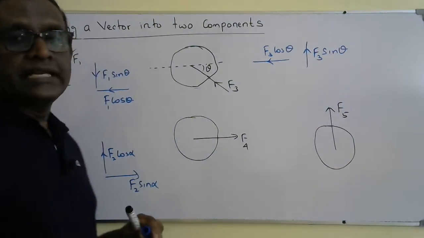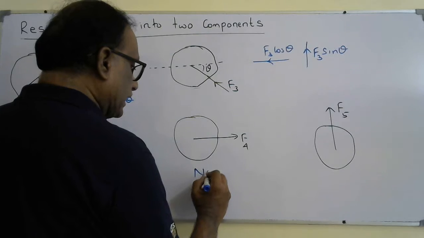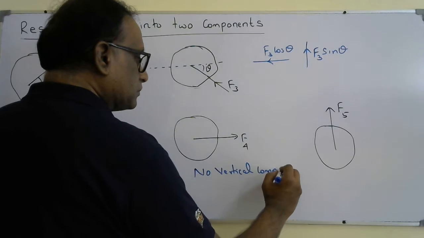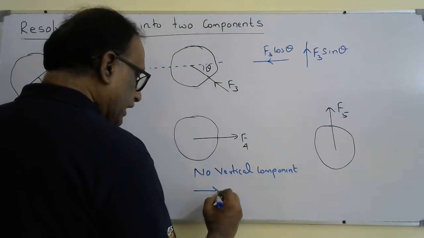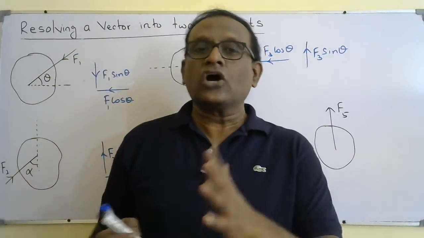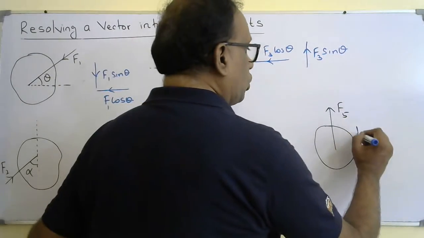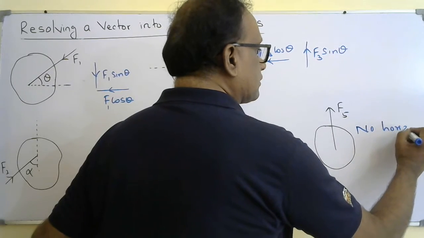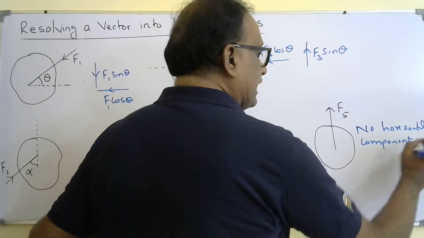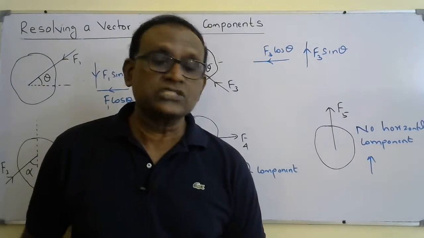This one is already a horizontal vector. Remember that a horizontal vector has no vertical component. So it has only a horizontal component, which is F4. So we can say a horizontal vector has no vertical component. In the same way, a vertical vector has no horizontal component, so it has only the vertical component.